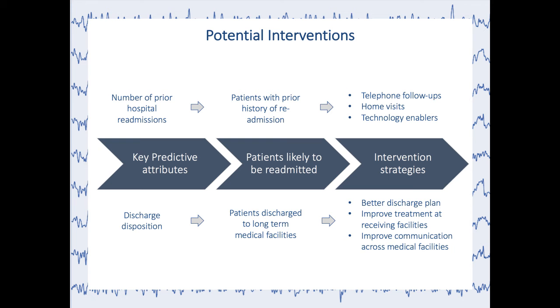Based on the discharge code attribute, our models show that when patients are discharged to medical facilities as opposed to their homes, there is a higher likelihood of readmission. To address this finding, we can improve the discharge plans provided by the discharging facility, as well as help enable better communication between the medical facility and care providers.